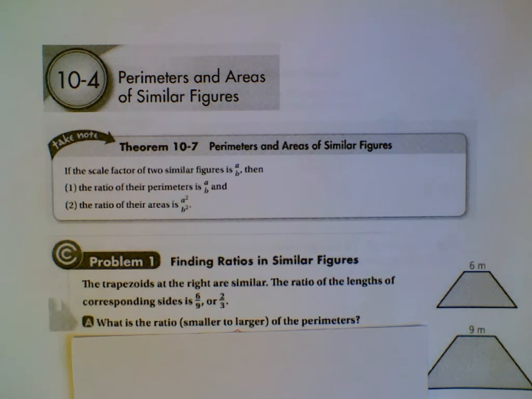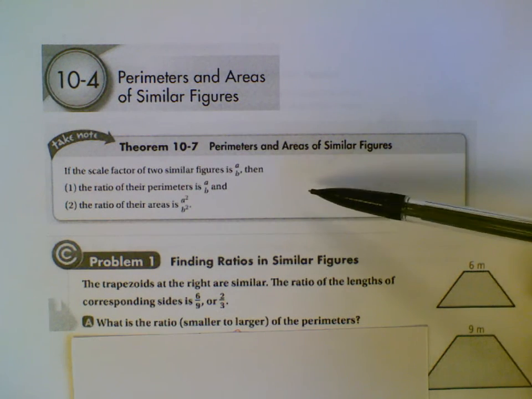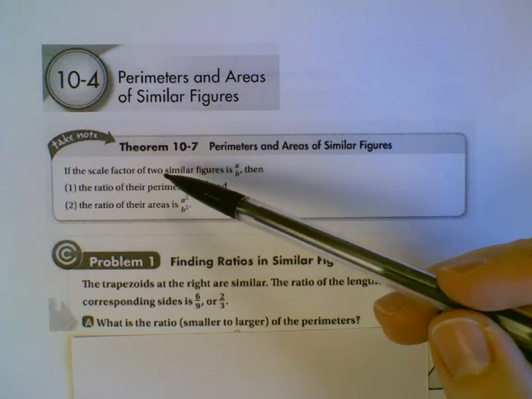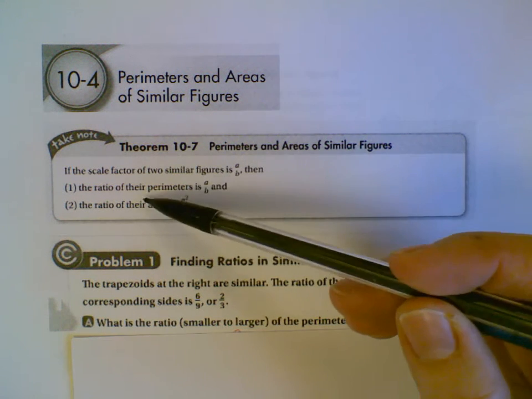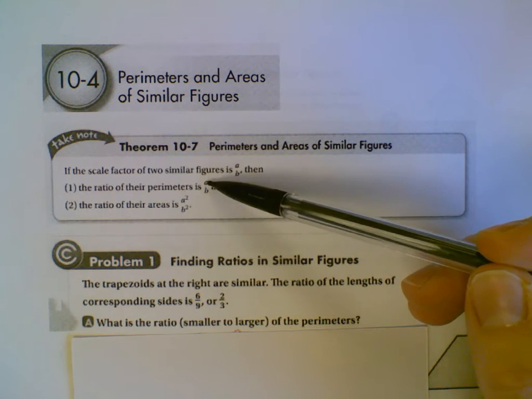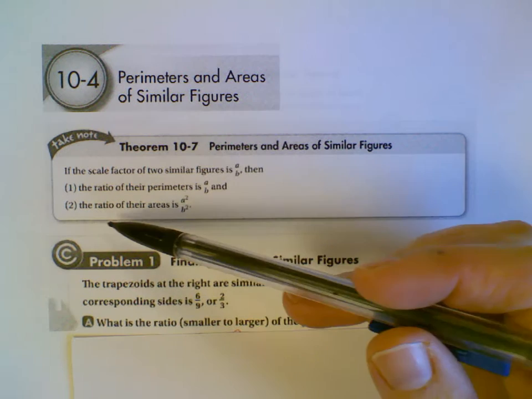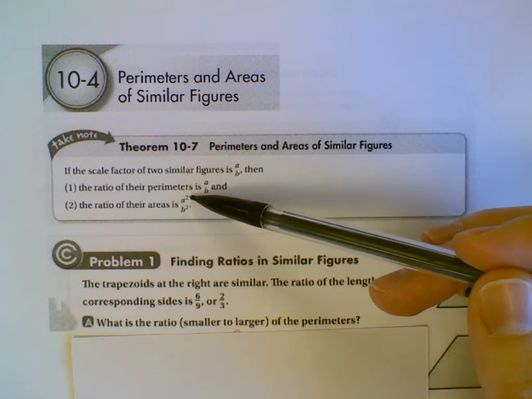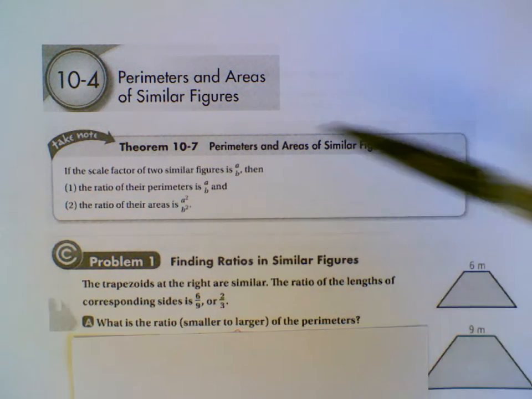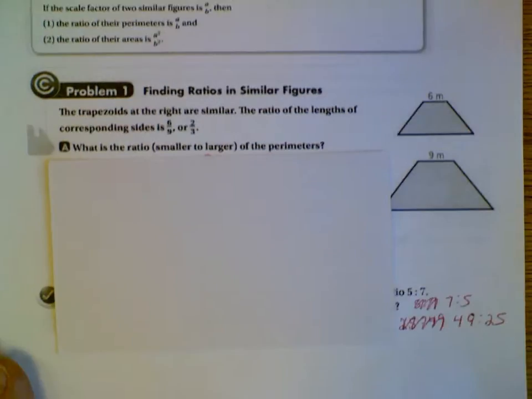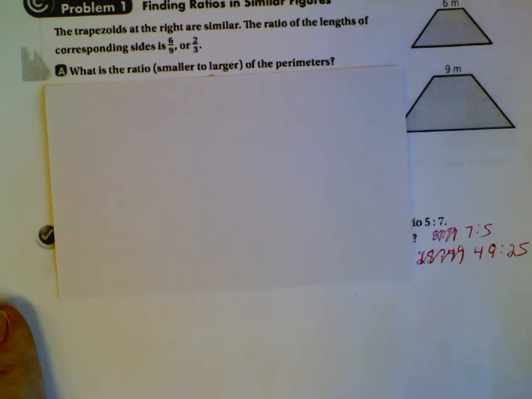Section 10.4 is where we're going to compare perimeters and areas of similar figures. This theorem says that if the scale factor of two similar figures is A to B, then the ratio of their perimeters is the same. It's still A to B. But if I'm doing the ratio of their areas, then I need to square A and put it over the square of B. So first problem is just finding out what my ratios are.